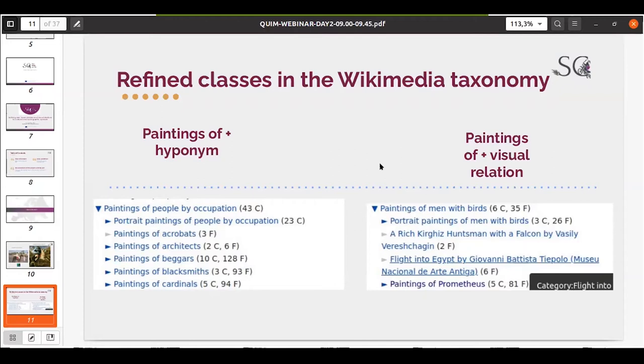And notice that we can refine the person much more, thanks to the category painting of men with birds. We can also detect the character Prometheus. Because Prometheus is an instance of a man with a bird, in that case the bird is an eagle, and so on. So we thought that this could be a very good ground to tackle this idea.